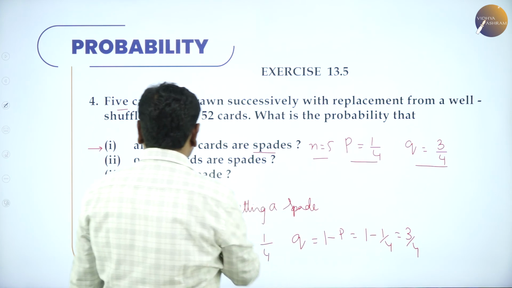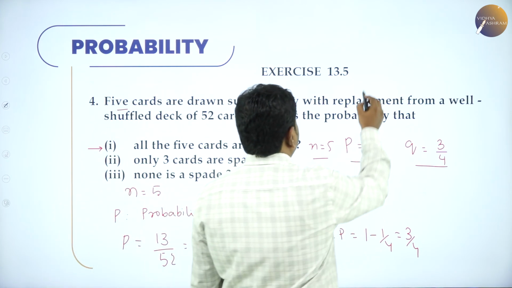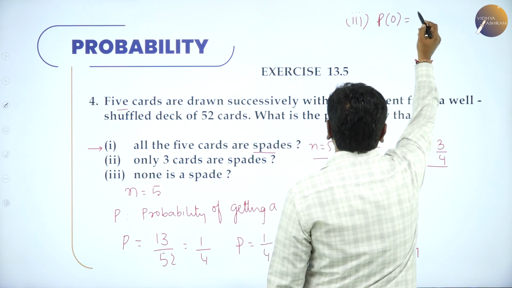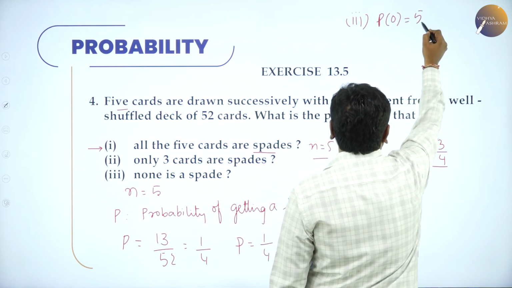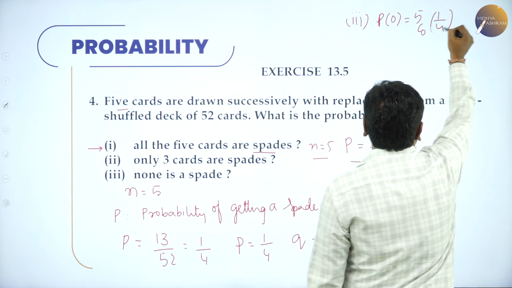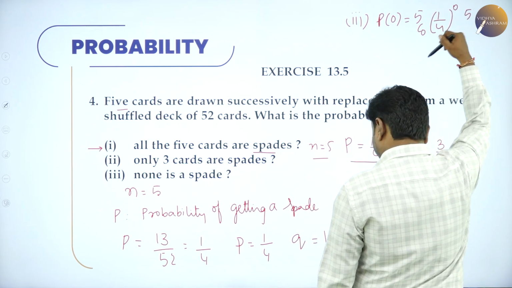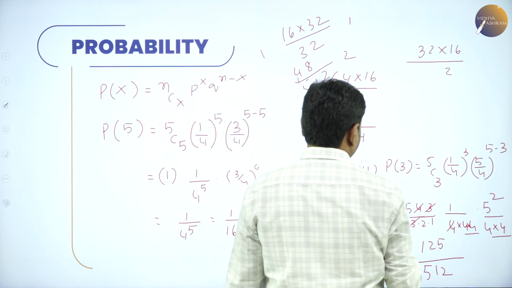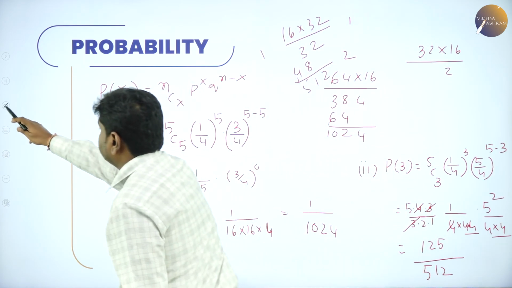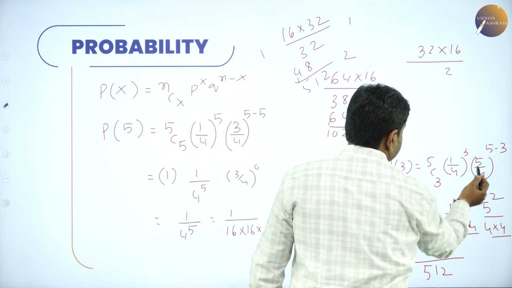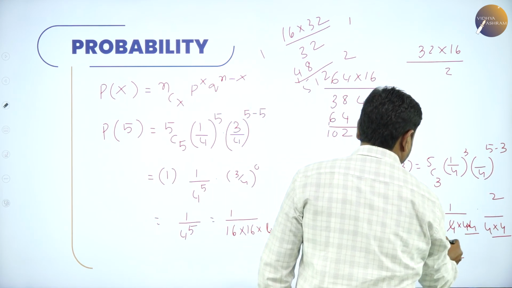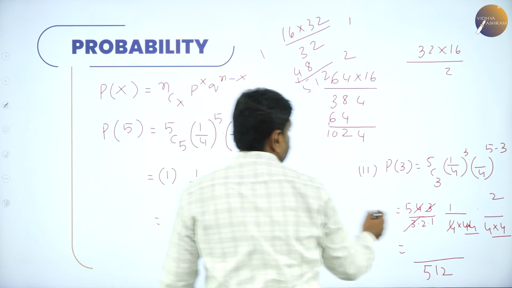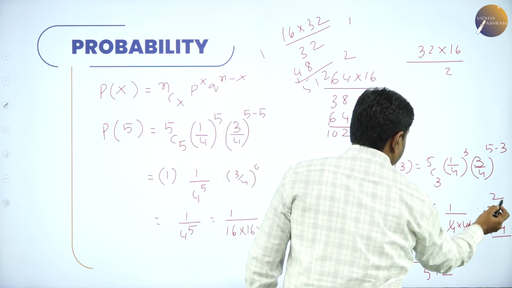So next, none is spade, which means P of 0. Third part: none is spade, P of 0, 0 spades. So how many cards do you have? 5C0, 1 by 4 power 0. Sorry, here it's 3 by 4, right? Here I have made a mistake, sorry. This is 3 by 4. So failure is 3 by 4.